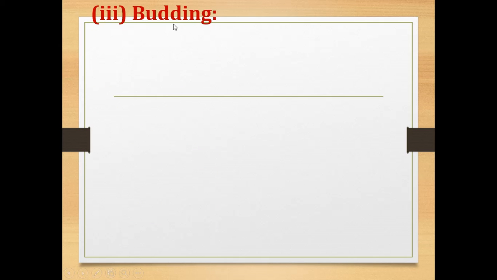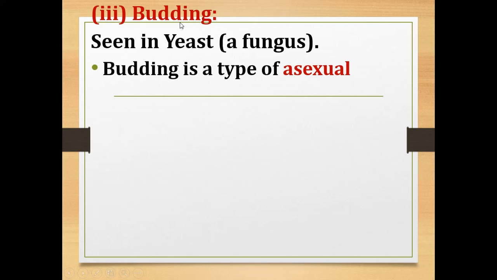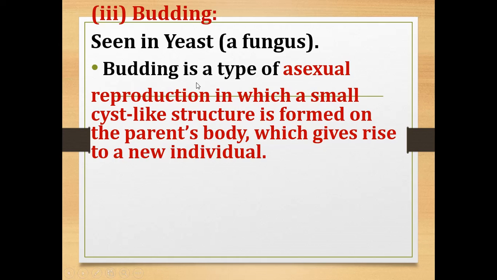Next method is budding. So first method is fission, in which we have learned binary fission and multiple fission. Now next one is budding. So what is meant by budding? It is commonly seen in yeast. Yeast is a fungus which will reproduce by budding. Budding is a type of asexual reproduction in which a small cyst-like structure is formed on the parent's body, which will give rise to a new individual.